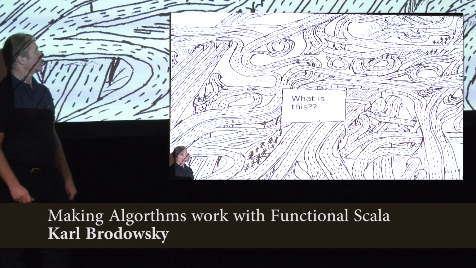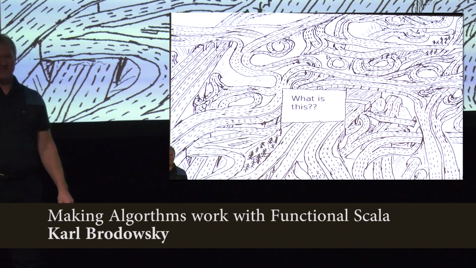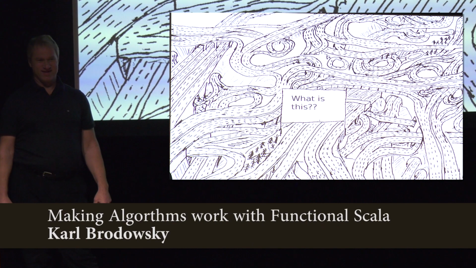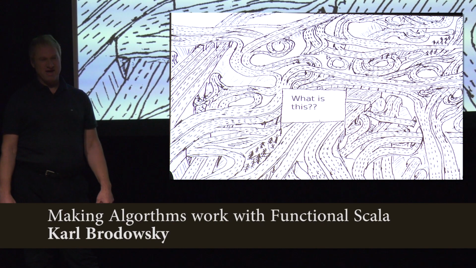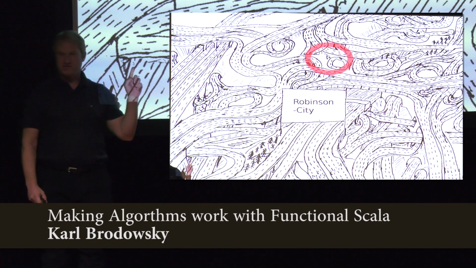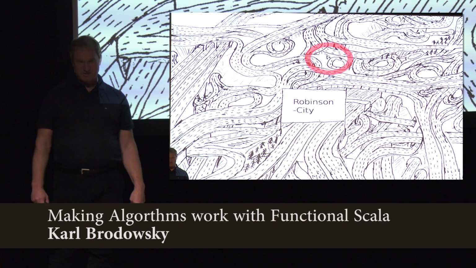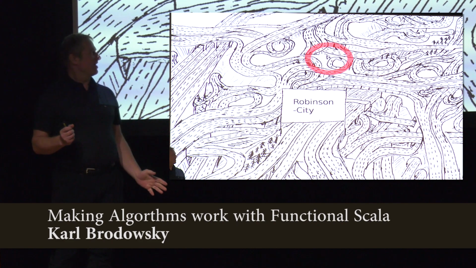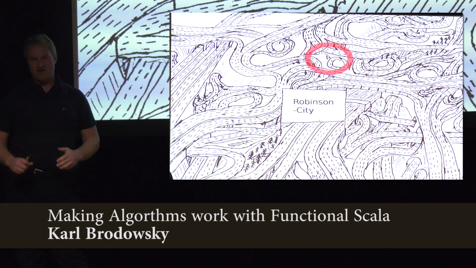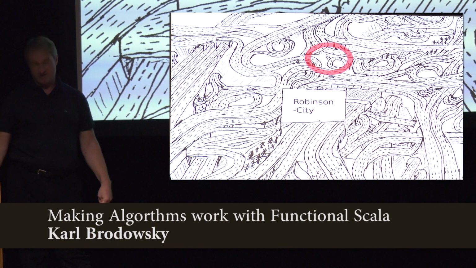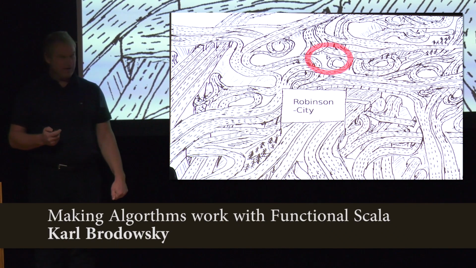So the first question is, what do you see here? Any idea? Is it Los Angeles or Kiev or whatever? No, it's Robinson Crusoe's island. So just think of Robinson Crusoe. He has all this stuff on his island, and there's no other guy. Friday hasn't arrived yet. So what does that mean?